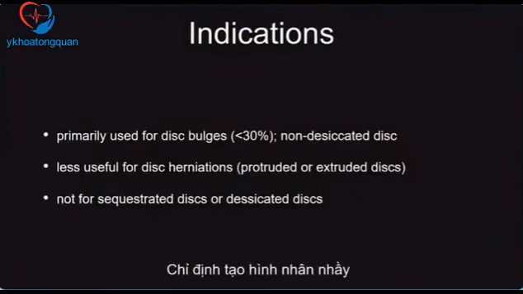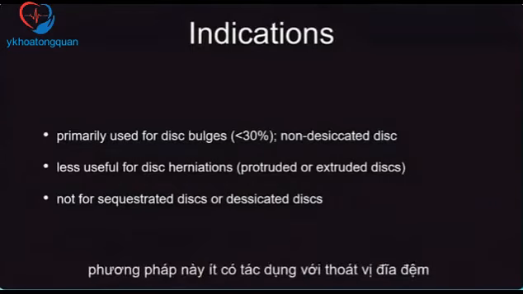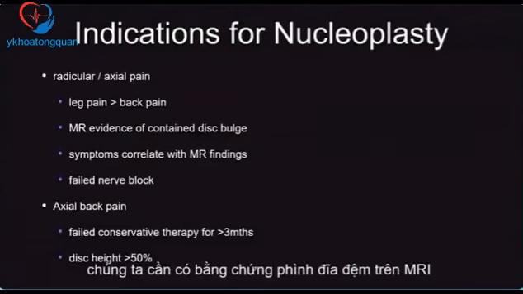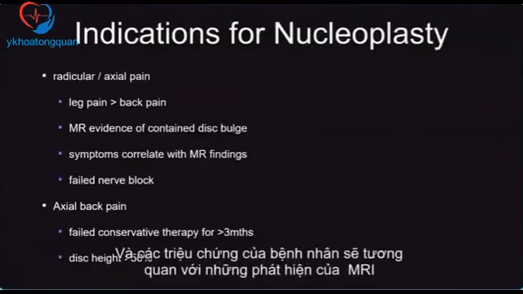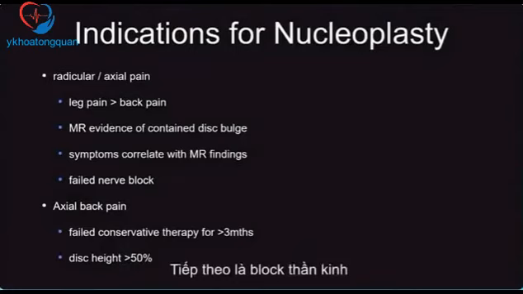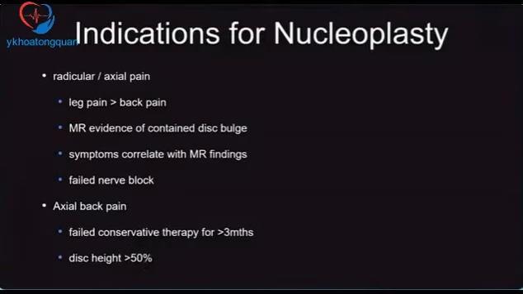The indications for nucleoplasty are primarily for disc bulges. That means less than 30% protrusion and non-desiccated discs. It's less useful for disc herniations and is not indicated for sequestrated discs or desiccated discs. There should be MR evidence of a contained disc bulge, and the patient's symptoms should correlate with MR findings. The first step will usually be conservative therapy, followed by a nerve block. If this fails, then this is an indication for nucleoplasty.